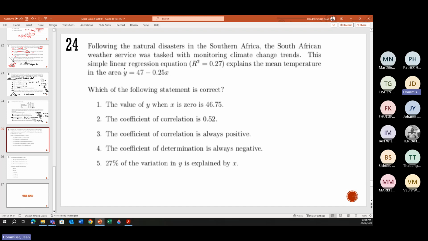So let's look at question 24, because this for me is very much like the one we did on Sunday, where we need to know what the coefficient of correlation is and what the coefficient of determination is. They give us a lot of information here, and they want us to look at certain things, but let's look first at the definitions. Coefficient of correlation is always positive. Correct or not?